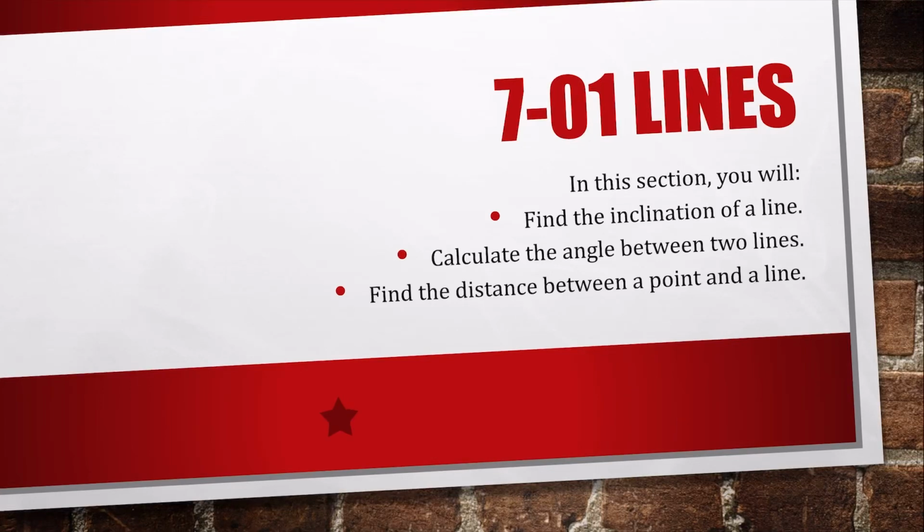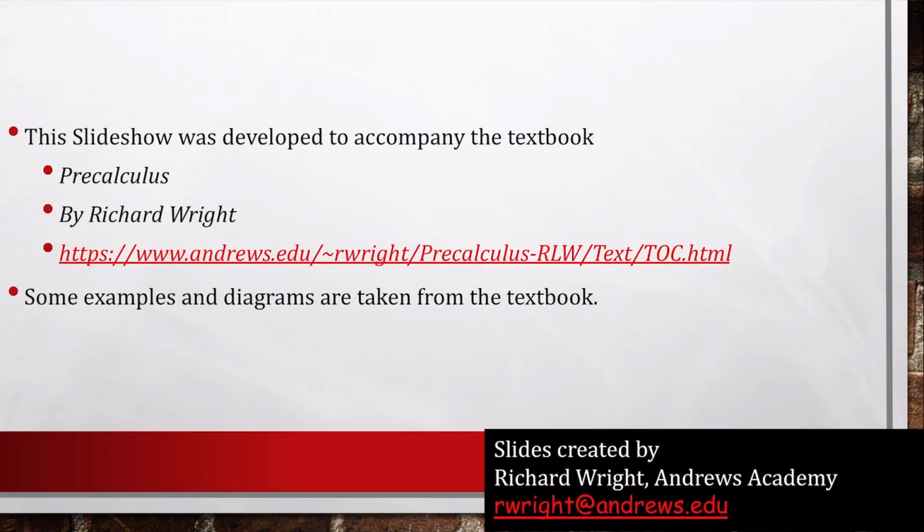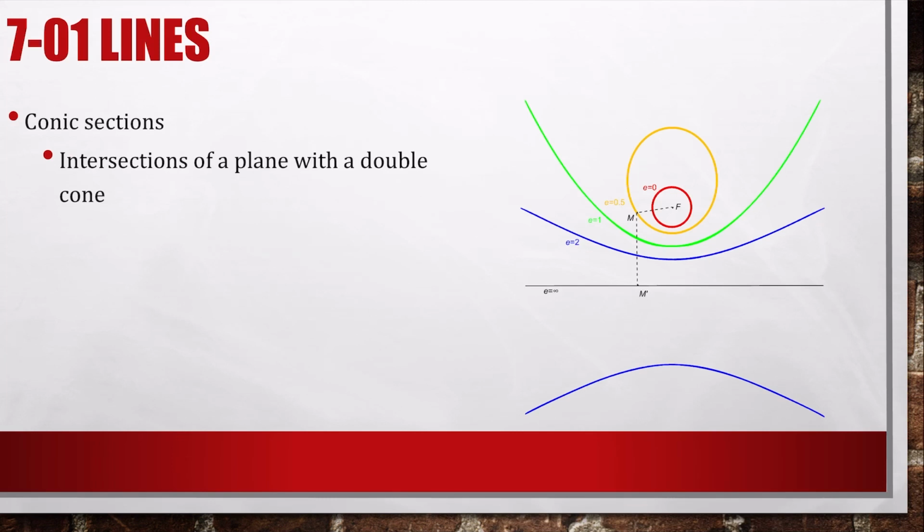Lesson 7-1, Lines. Chapter 7 is all about conic sections, which are the intersection of a plane with a double cone, and it can give us several shapes. We can get a circle, an ellipse, a parabola, and a hyperbola.